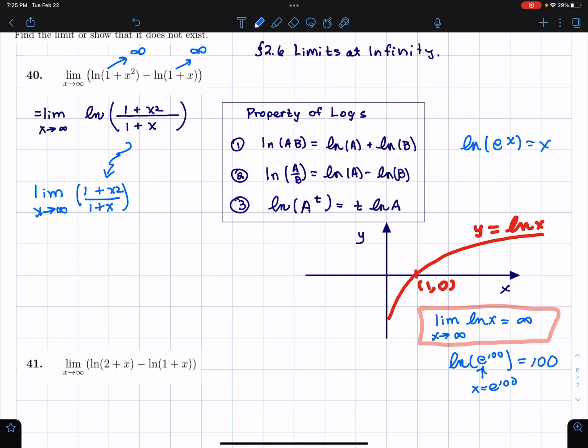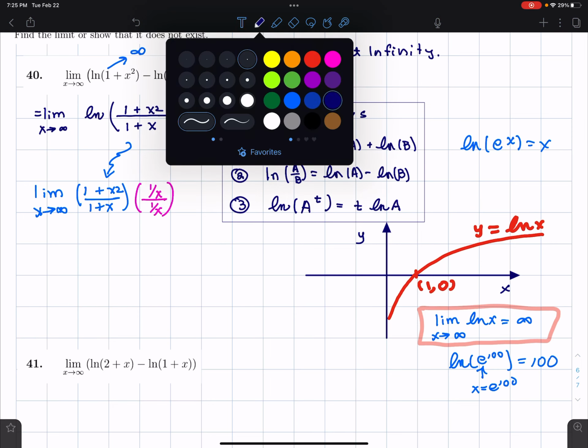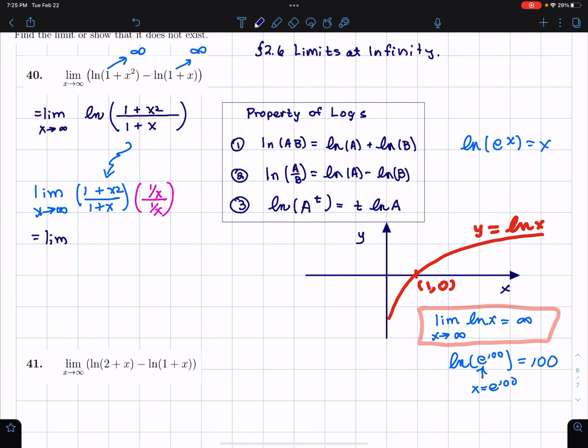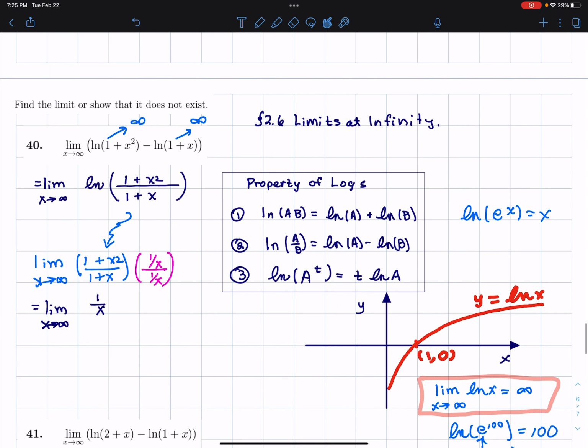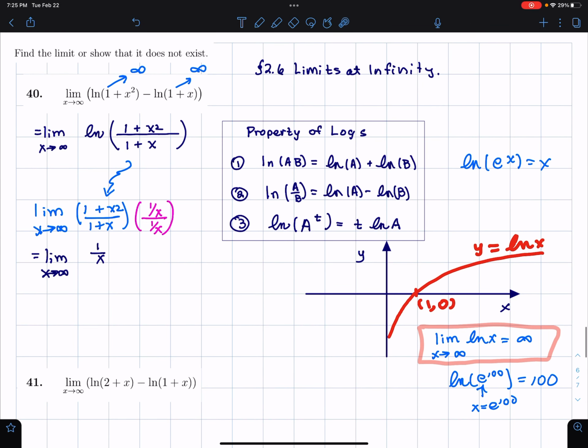So what I do here is I have 1 plus x squared over 1 plus x. This is a rational function. I divide by the highest degree term in the denominator, which is x. I do that to the top and the bottom, the numerator and denominator. So when I multiply that through, I get 1 over x times 1, that's 1 over x. 1 over x times x squared, that's x.